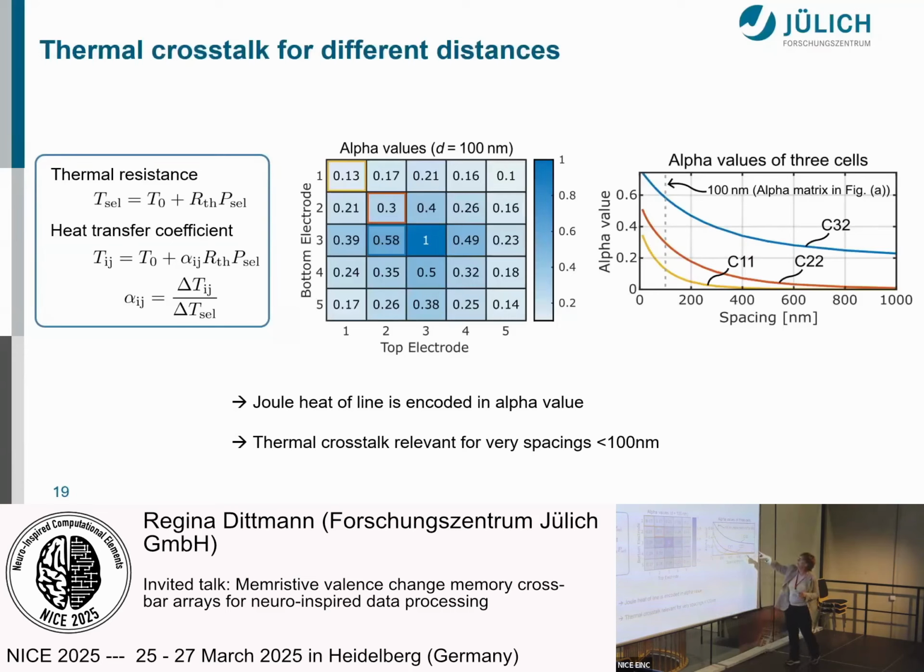And here you can see the calculations for different spacings, and for different distances, different positions of the memristor compared to the selected one. And what you can see here, for large spacings, this does not play a significant role. So if you have spacings in the order of 800 nanometers, this is really not important. It becomes important below 200 nanometer distance in the crossbar array, where you can have considerable crosstalk among the devices.